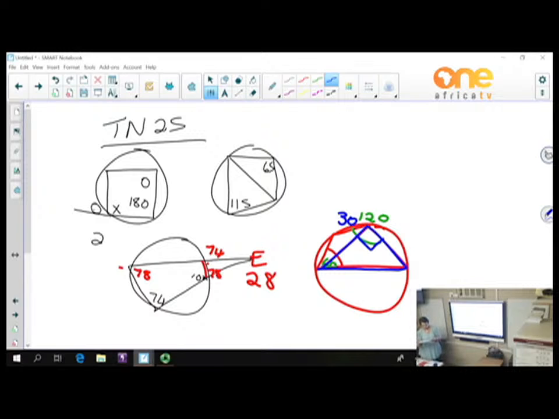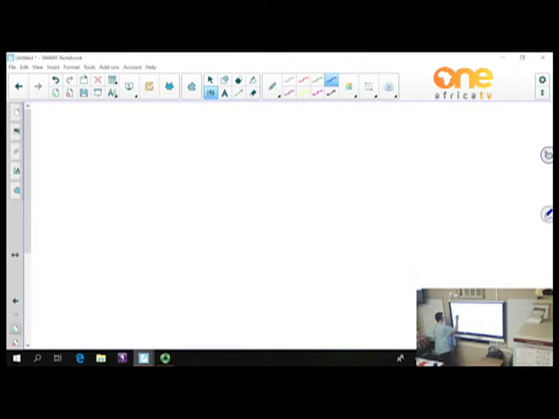Right, now the next one is now, try now 27. So it's about cyclic quadrilaterals. And I think we should leave that one out. We can't see. Yes. Yeah, let's just skip that. And then we go now to try now 28.